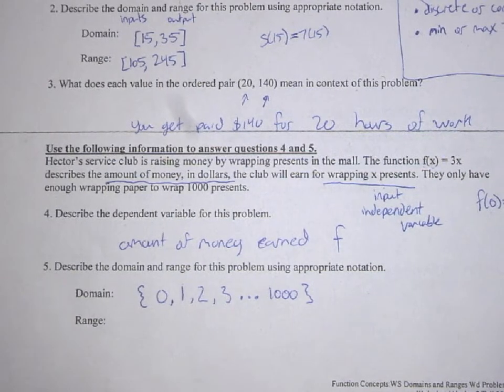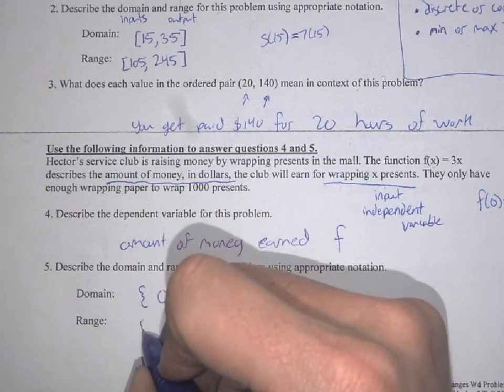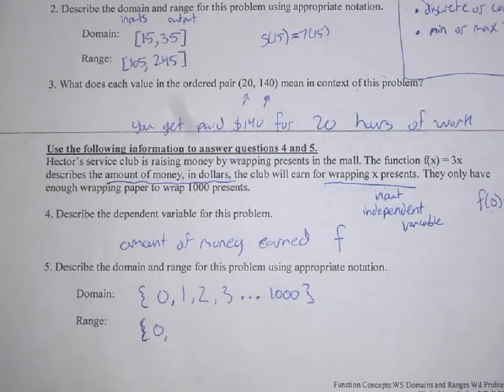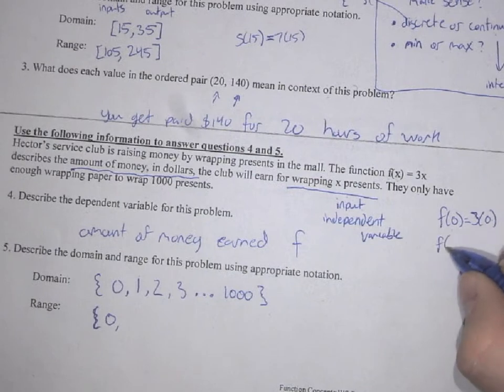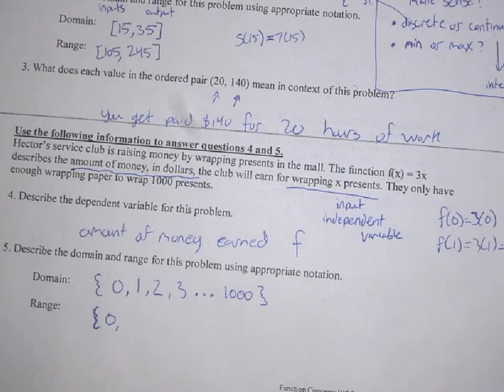Okay, now for the range, again, I want to think about these same types of questions. Am I going to have in between money? What's the lowest amount of money I can make? What's the highest amount of money? All right, so let's think about if I were to wrap 0 presents, I would get $0, and that's the least amount of money I can earn. Now I can't wrap half a present, so the next amount of presents I could wrap is 1. So over here, how much money am I going to get for wrapping 1 present? Well, f of 1 is 3 times 1, which is 3. So this function tells me that I'm getting basically $3 per present.